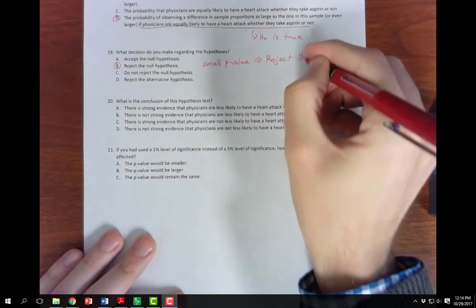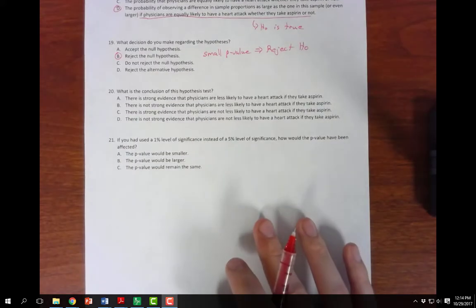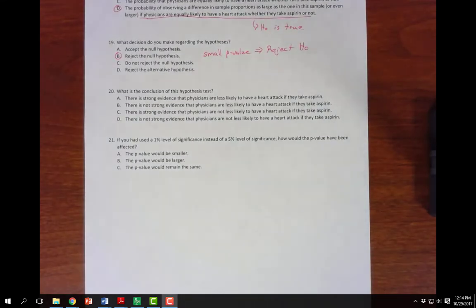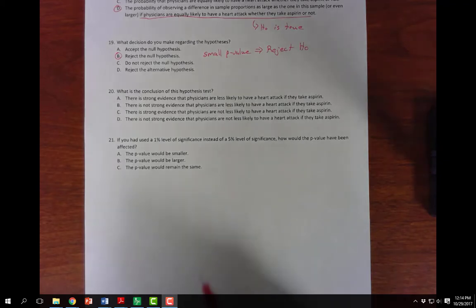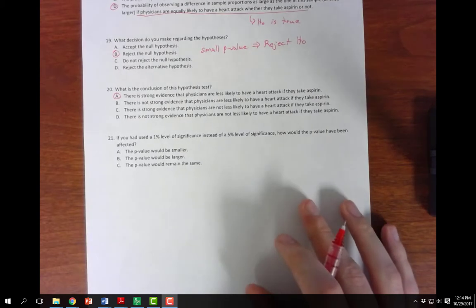20 says, what is the conclusion of the hypothesis test? So that's our generic conclusion, that we're just going to reject the null hypothesis. But what does it mean to reject the null hypothesis? What are we actually concluding about aspirins and placebos? So we can say that there is strong evidence, because we rejected the null hypothesis, that whatever the alternative hypothesis is saying is that physicians taking the aspirin are less likely to have a heart attack than those who are on the placebo. So our correct answer would be A.